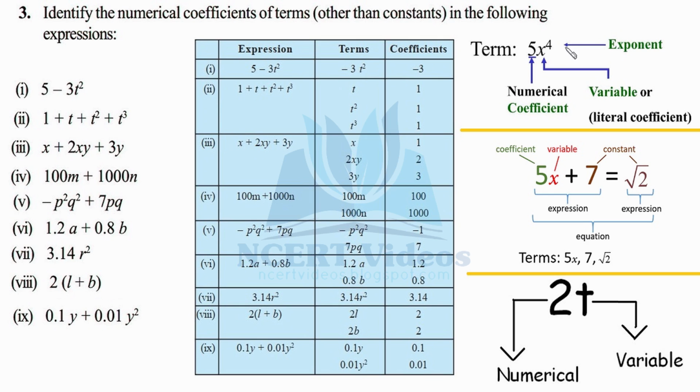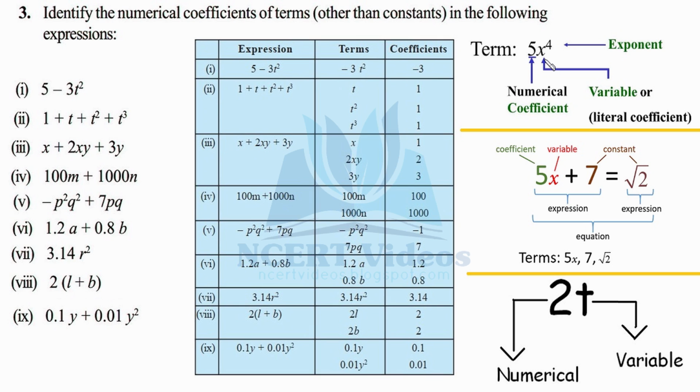And what are exponents? These are the powers. That is, x is raised to the power 4. That is 4 times. This you will study in subsequent chapters. Well, we have a numerical coefficient. Numerical means it has number, and it is a constant as well. Now variable, these are variable.